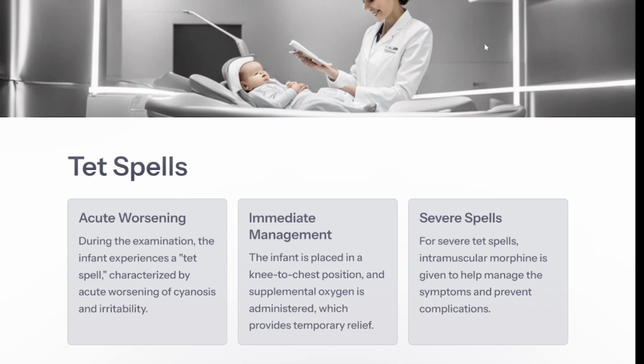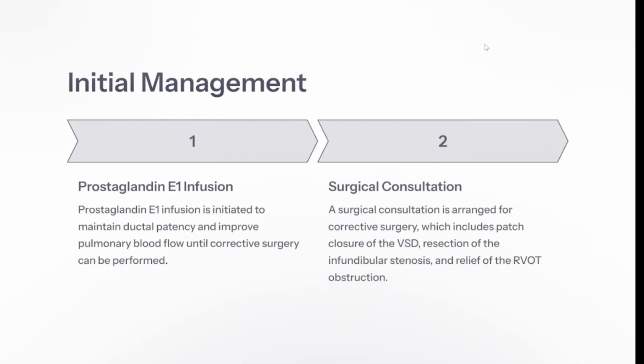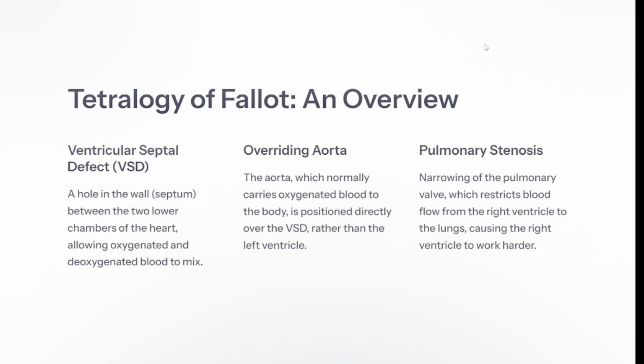Management plan, acute management of TET spells. The infant is administered oxygen and kept calm to reduce the severity of the spells. Intramuscular morphine is given for severe spells. Prostaglandin E1 infusion is initiated to maintain ductal patency and improve pulmonary blood flow until surgery can be performed. Surgical consultation is arranged for corrective surgery, which includes patch closure of the VSD, resection of the infundibular stenosis, and relief of the RVOT obstruction.